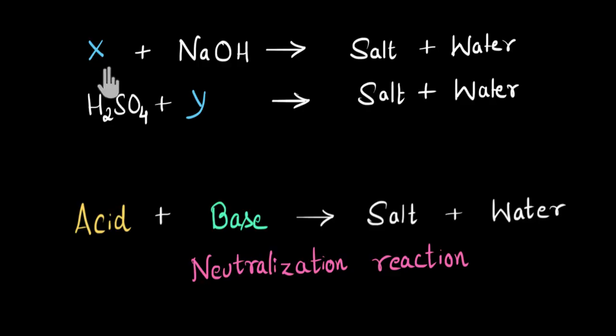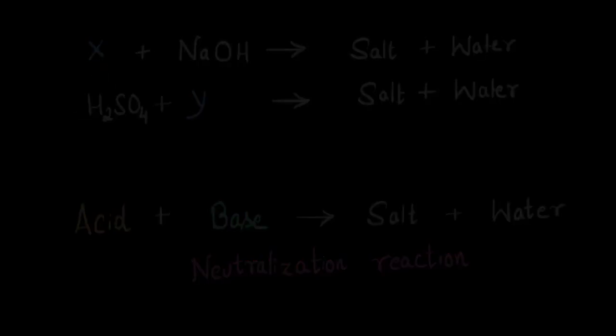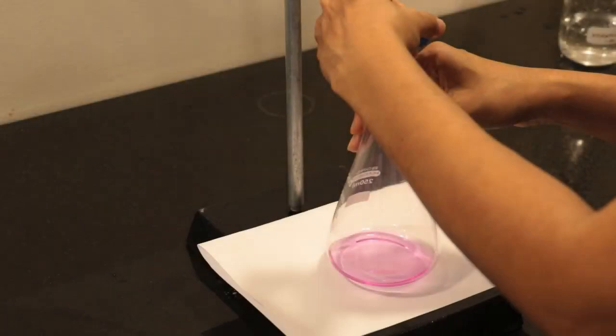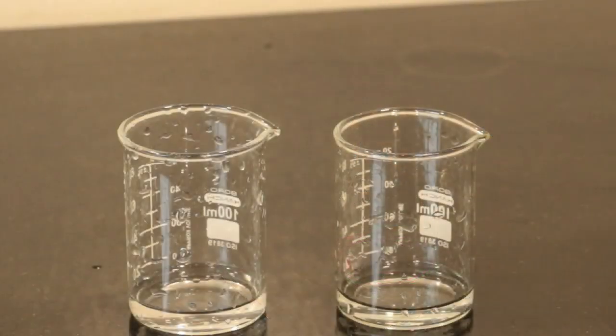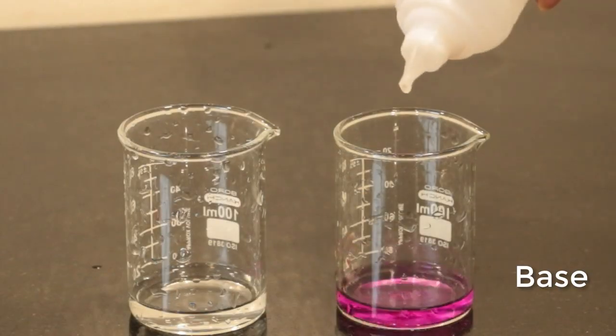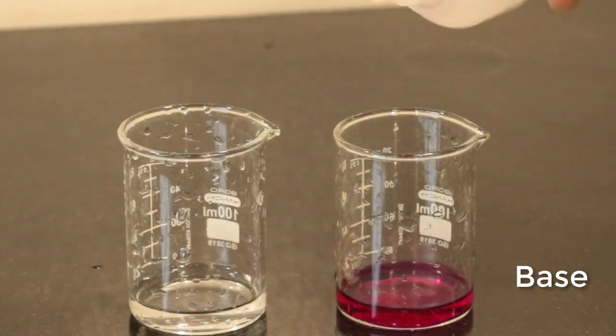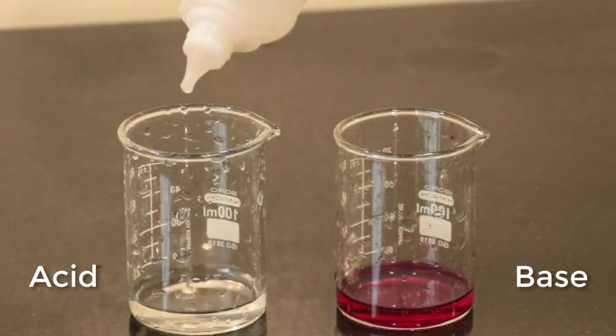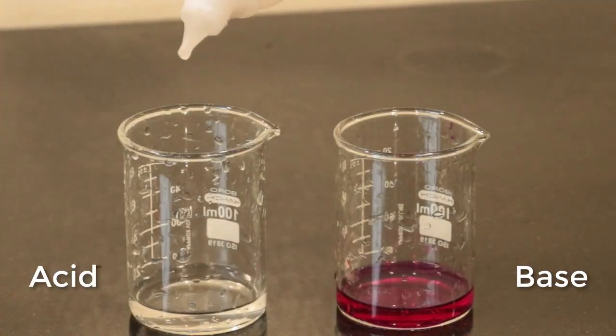Okay, now with this, let's look at an experiment of the same thing. So here I have taken a base, NaOH, into this container. The reason it looks pink is because I have added phenolphthalein indicator to it. See, we have seen in an earlier video that when we add phenolphthalein indicator to a base, the color changes to pink. And when we add phenolphthalein indicator to an acid or a neutral solution, the color remains colorless.